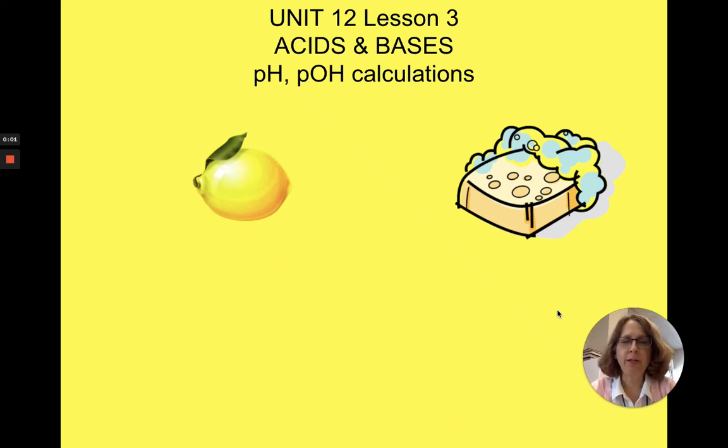Hi, chemistry students. This is your Unit 12 lesson on some very special solutions called acids and bases, as well as defining what is pOH, and how we do calculations with them. The reason why this particular slide has lemons and soap is because they are very common examples: lemon juice is an acidic solution and soap is a basic solution.